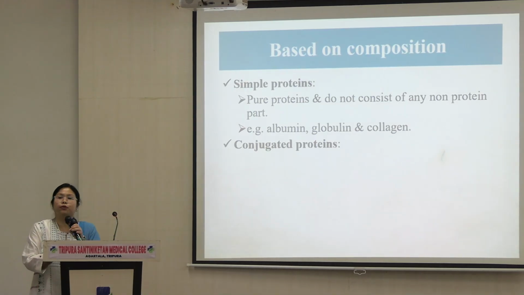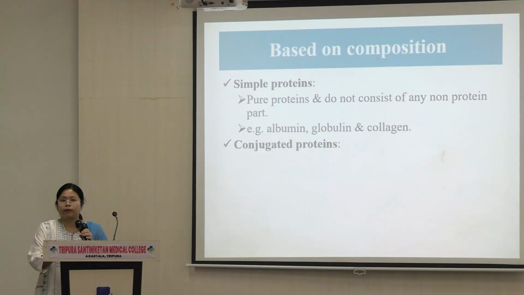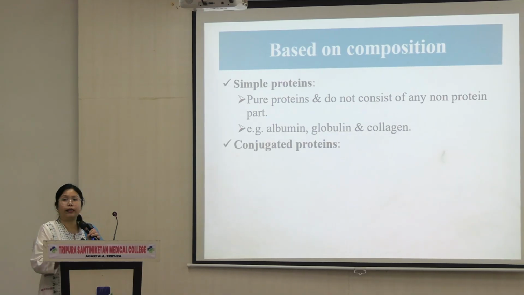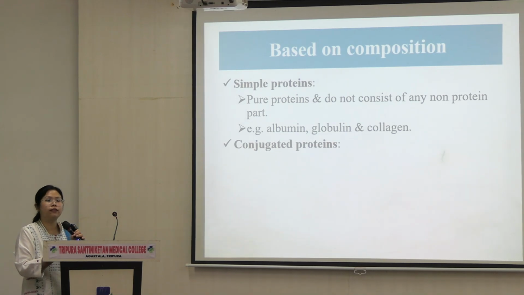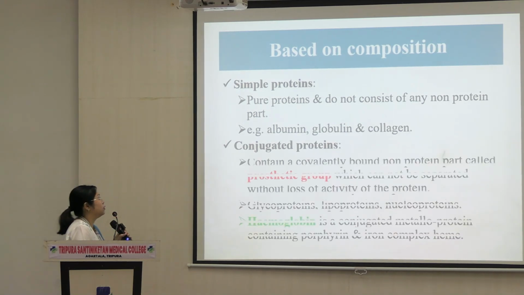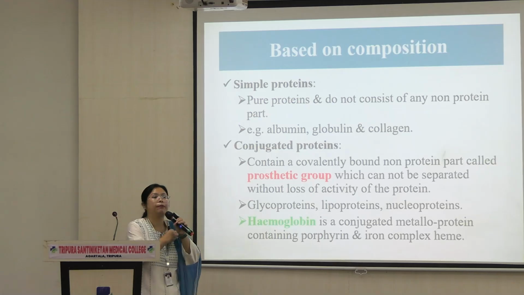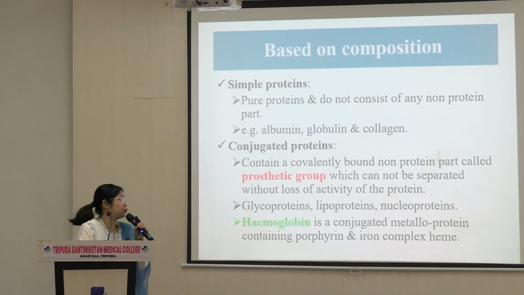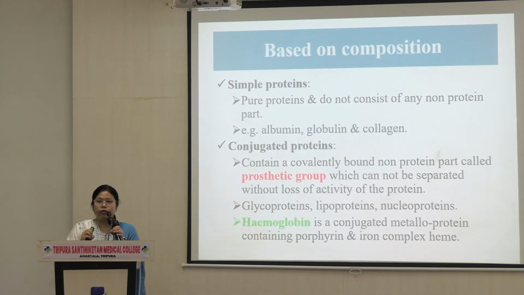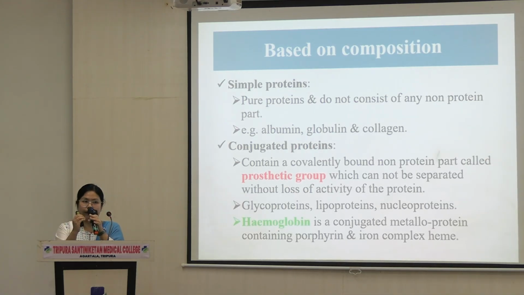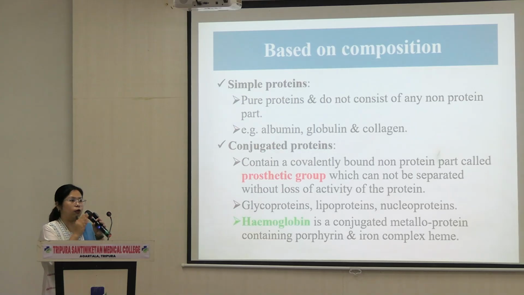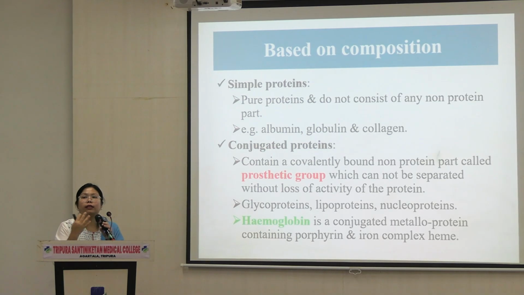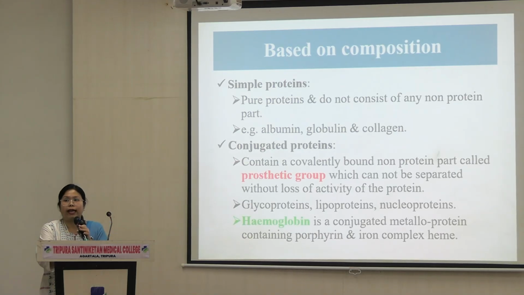So what will be conjugated proteins? This simple protein has no non-protein part. So conjugated proteins will have a non-protein part. Very good. They have a non-protein part called a prosthetic group that is covalently attached to the protein. So there is a combination of protein and a non-protein part together, right? And they are covalently linked, so they cannot be separated from each other. If you separate them, then the whole compound will lose its activity.